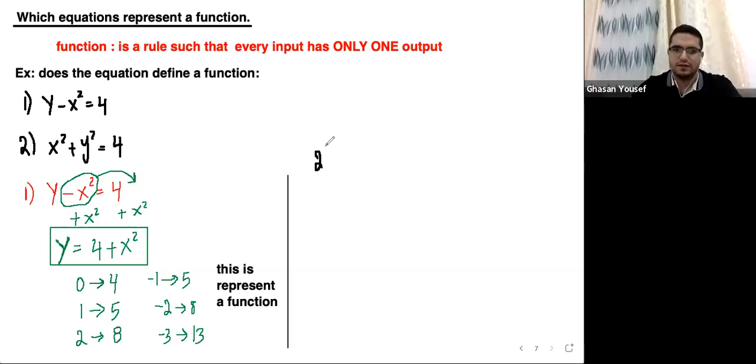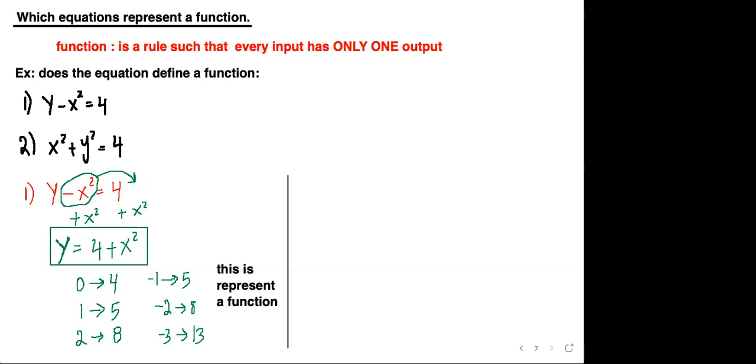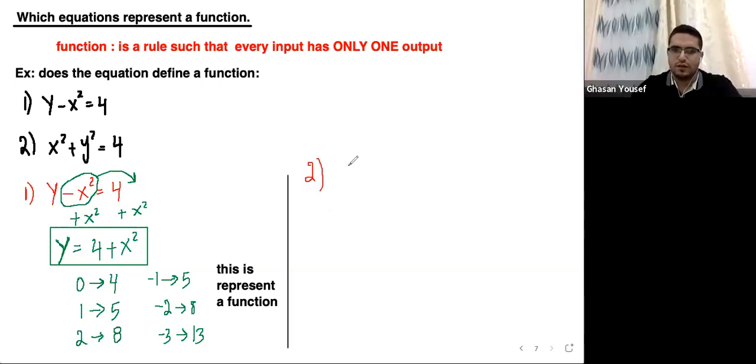Exactly. So number 2, let me do it in the red color. I have x squared plus y squared equal 4. I have to move this part to this side. This means I have to subtract the x squared from both sides. Now I get y squared equal 4 minus x squared.